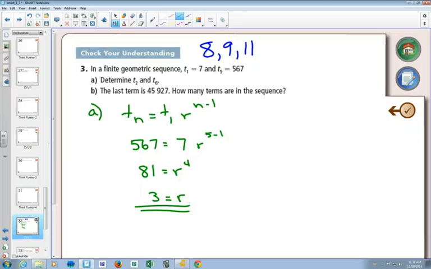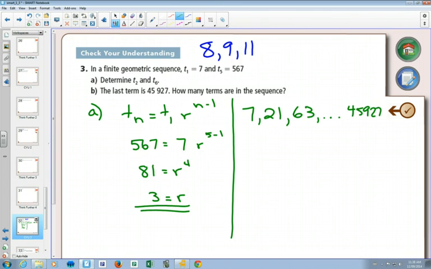And we're told that the last term in this sequence is 45,927. In part A, we found out we were multiplying by 3. So our sequence looks like this. It's got 7, then 21, then 63, ... We know that term 5 was 567, and it's going to end at 45,927.